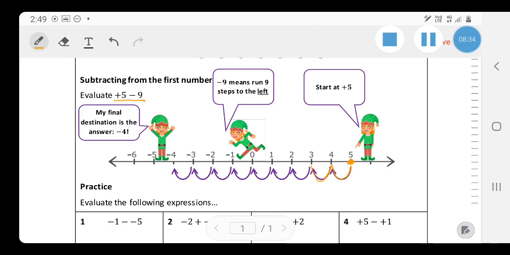So 1, 2, 3, 4, 5, 6, 7, 8, 9. And the final destination is the answer. So -4. And it is as simple as that.